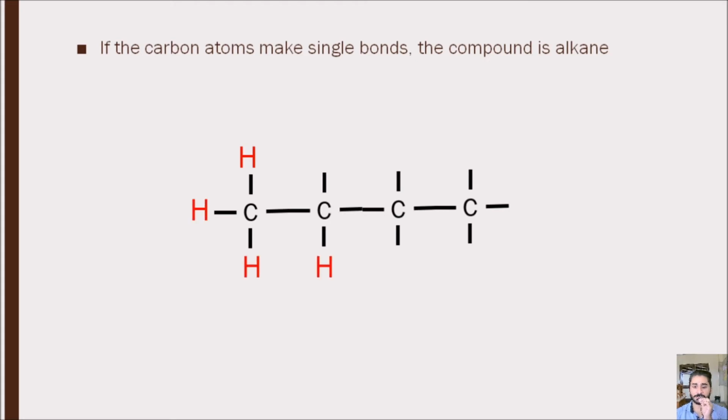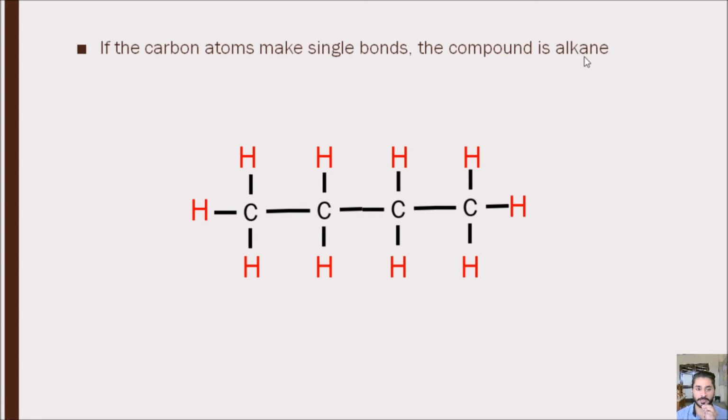So if I fill the remaining valencies of the carbons with the hydrogen atom, it will look somewhat like this. Okay, so you see there are single bonds. If the carbon atoms have only single bonds, the family is alkane family.